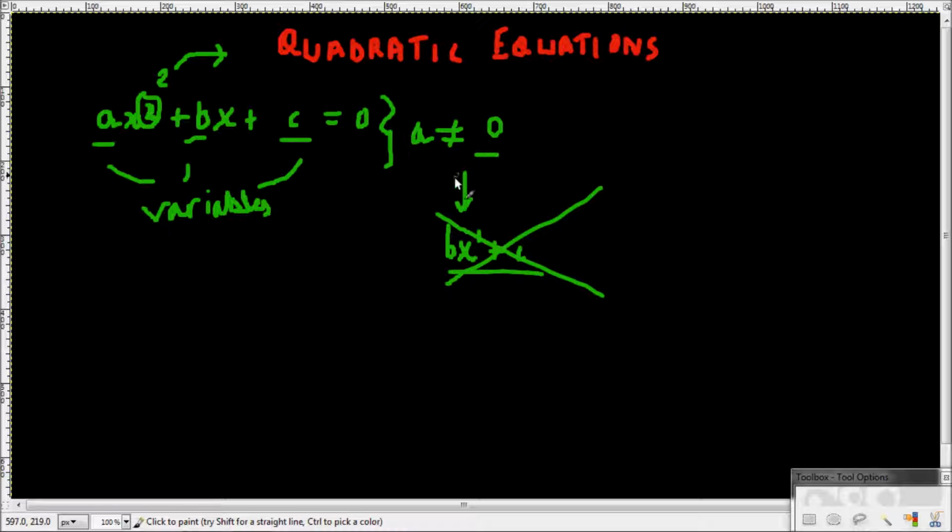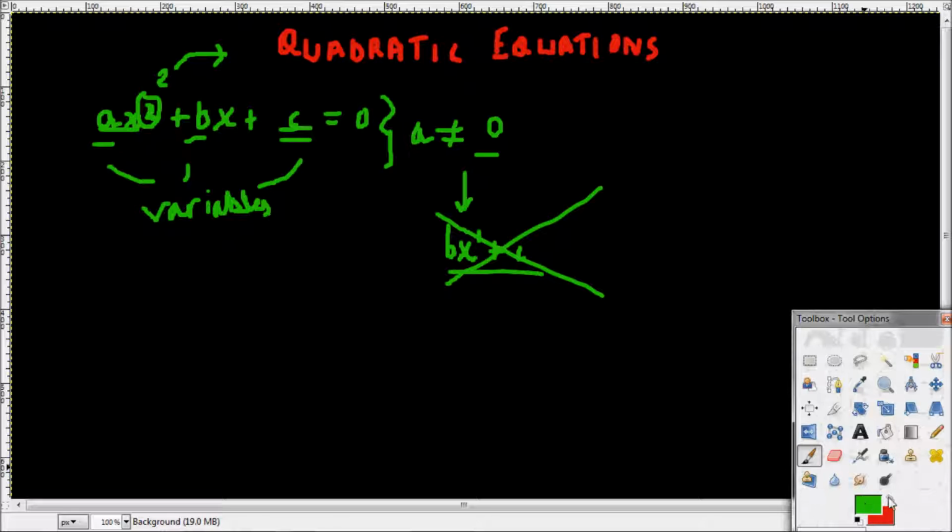Okay. Also, b and c are free to be 0. There's nothing restricting them. If b is 0, you'll be left with ax squared plus c, which is perfectly fine. If c is 0, you'll be left with ax squared plus b. And if both b and c are 0, you will just be left with x squared equal to 0. It's only the a which cannot be 0, and that should be pretty clear to you. Just remember this for sure.